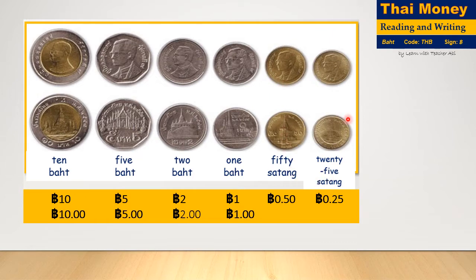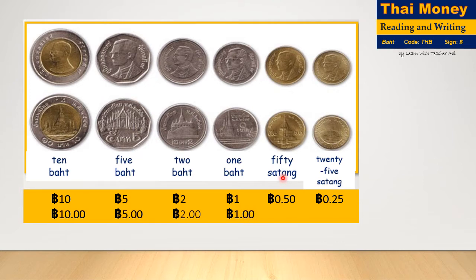Now we have satang. Satang is called centavo in English. It has the smallest value. We have 50 satang and 25 satang. If you notice, in baht you see the sign, the value or number, and then the period. Period in mathematics is called decimal point. And then the 0 0 because there's no satang here.